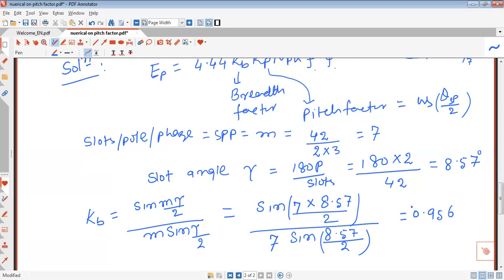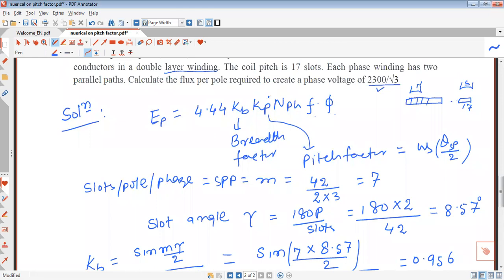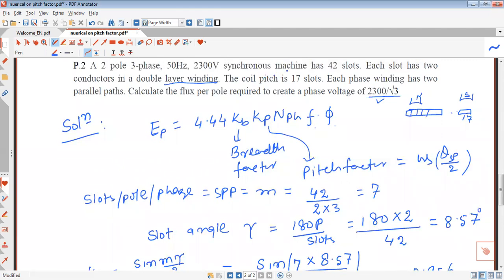This is calculated. Now we come to calculate the pitch factor. To calculate the pitch factor, as we see here, there is a coil pitch of 17 slots. So this is our full pitch. The coil pitch is given as 17 slots, and each phase winding has a parallel path. Given that coil pitch is 17 slots and the machine has 42 slots.